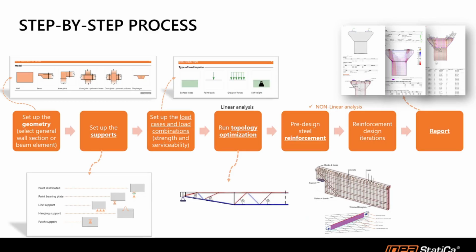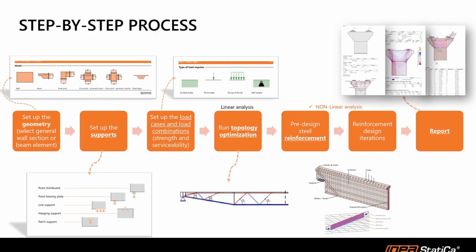And then in this slide, I am presenting the step-by-step process, so you can follow along as I am presenting in the software. But in general, you go from modeling the structure, modeling the supports, load cases, and load combinations. And then in Detail 3D, you first run a linear analysis we call topology optimization. That will help you to see the stress flow without considering reinforcement. So it will be kind of an initial calculation. And then that information will resemble a strut and tie stress flow. With that information, you can start the pre-design of the steel reinforcement.